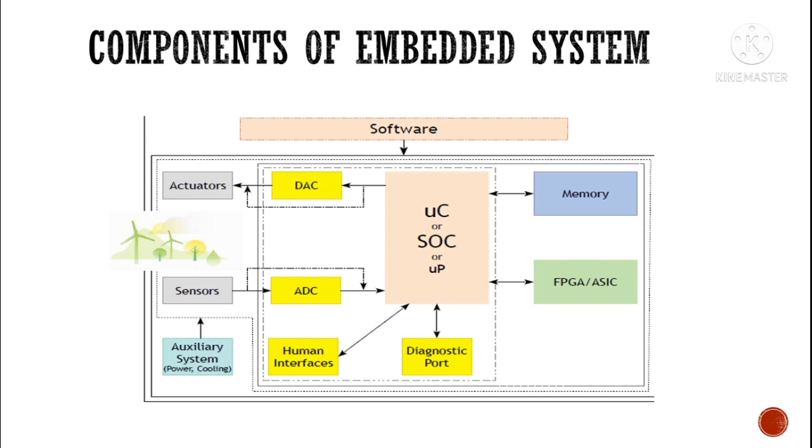Then the analog to digital converter. An analog to digital converter converts any analog signals sent by the sensor into a digital signal. Then FPGA, ASIC. The output is measured by the processor and is stored in the memory. Then the digital to analog converter, which converts any digital data given from the processor to analog data.